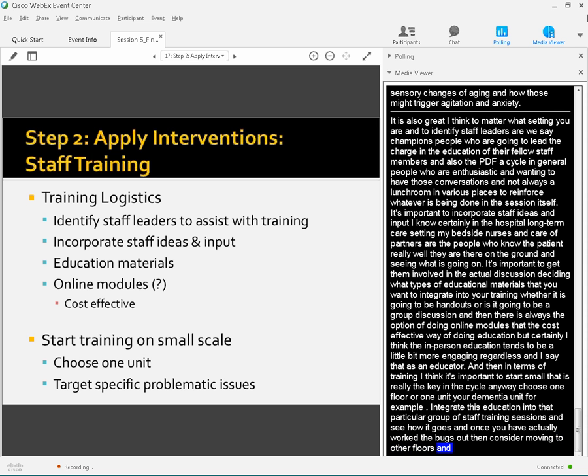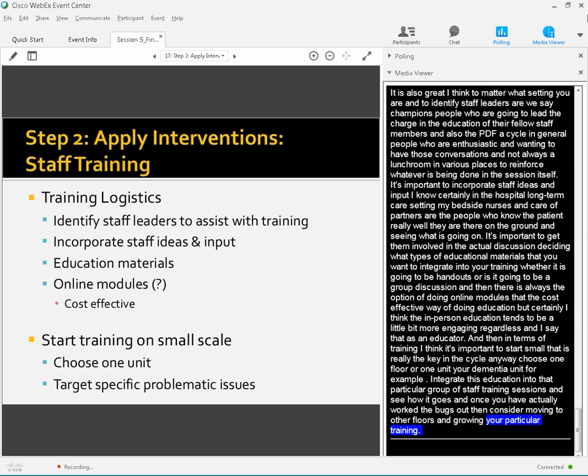Also, the last comment there, target specific problematic issues. I think you also get a lot more staff buy-in if you actually are making your education focusing on problems that they specifically are seeing. So it's relevant to them and not just sort of a broad brushstroke generalized education process.